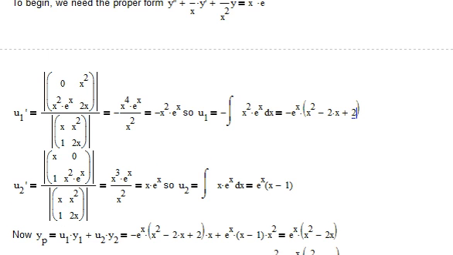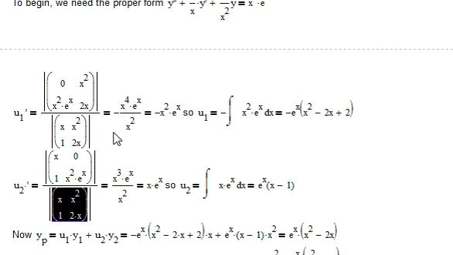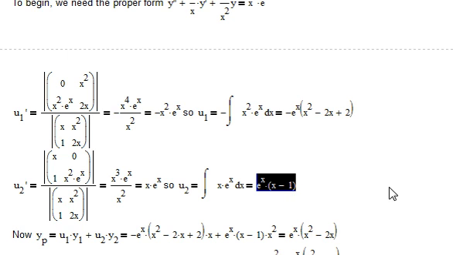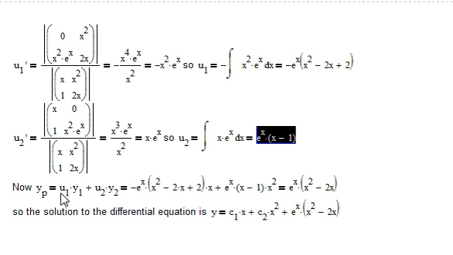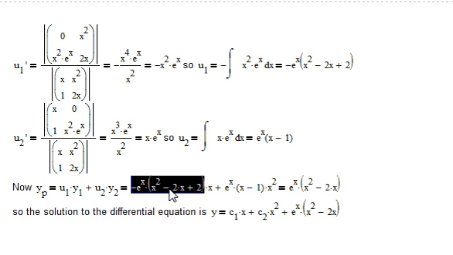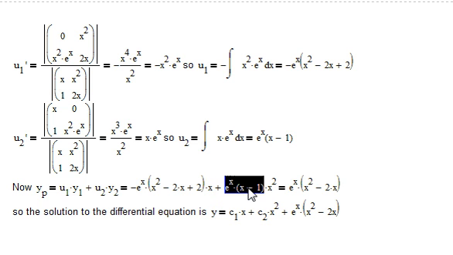u2 prime. Well, the denominator is the same. The numerator, 0 here, and x squared e to the x there. And we wind up with x times e to the x. Integrating that, we get e to the x times x minus 1. So, our yp, u1 y1 plus u2 y2. Here's our u1 y1 plus this u2 y2.